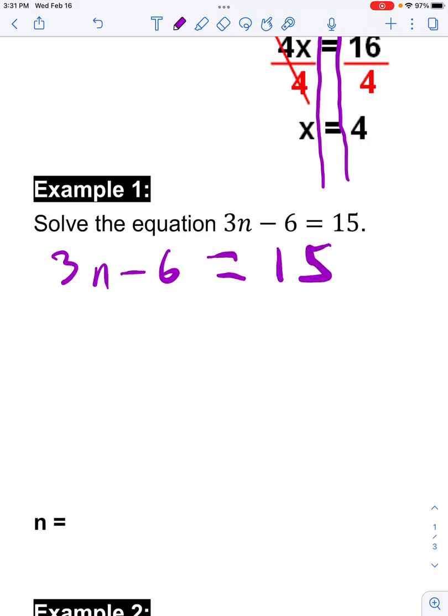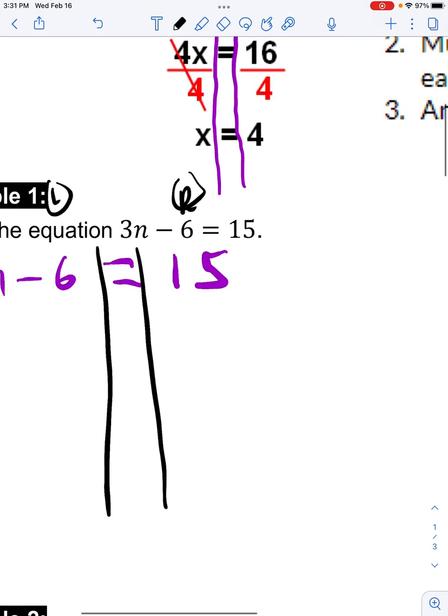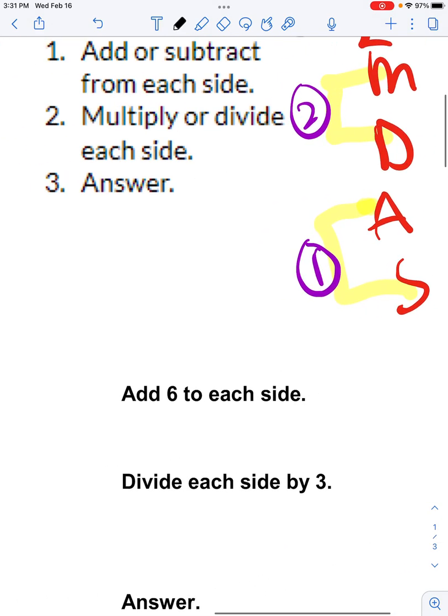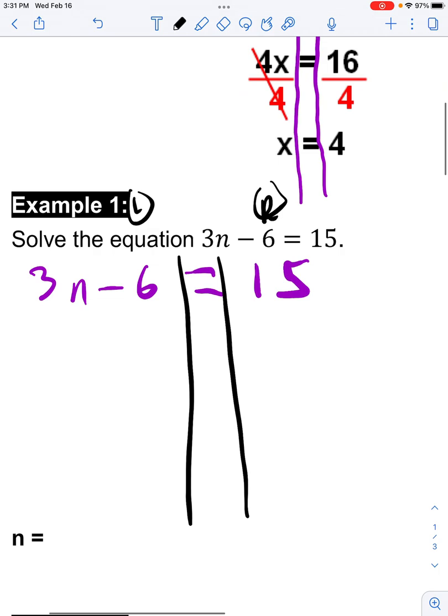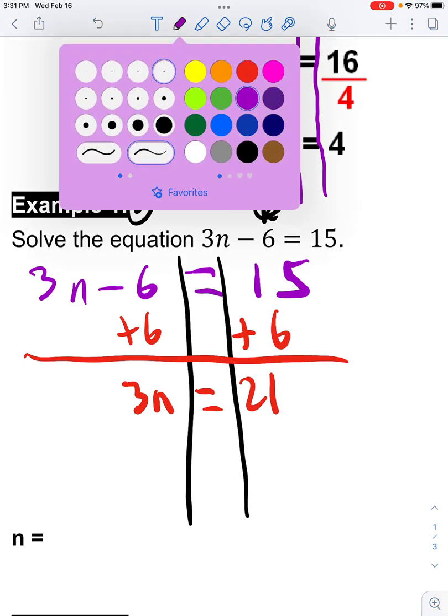So let's look at this equation. Again, we don't always need x. We can use any variable. I'm going to start by creating my railroad tracks and then label my left side and my right side. So I'm going to do all addition and subtraction. This says 3n minus 6. Well, the opposite of subtracting 6 is adding 6. So I'm going to add 6 on the left, which means I should also add 6 on the right.